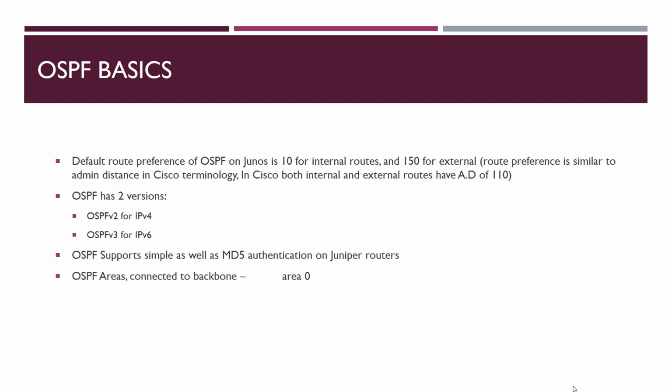In that case, that area number does not matter, whichever number you choose. But if you want to have more than one area, they will have to be connected to area 0, which is a backbone area. The routers that sit between the backbone area and the other areas are called area border routers or ABRs. We'll go into area details and we will configure different types of areas in the upcoming videos.